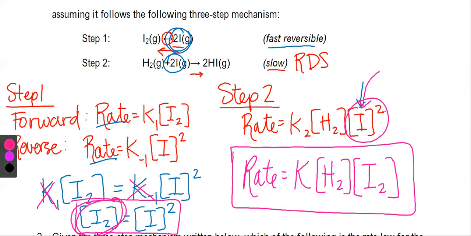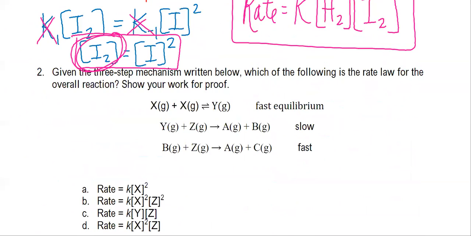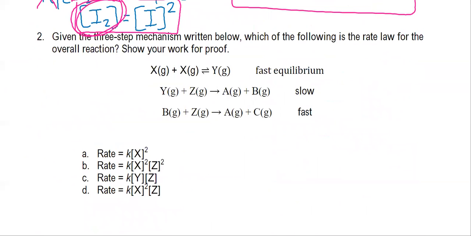So number 2, it's a multiple choice problem, but you do need to still do all the work so you know which choice would be the correct one, because it does say show your work for proof. So I want you to try that. This one, we have 3 steps. Notice how in this first step, it is reversible. So that means step 1 is going to have 2 rate laws, one for the forward reaction and one for the reverse reaction. So be careful there.